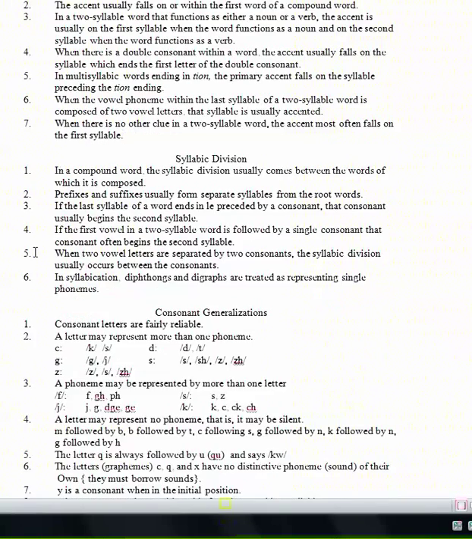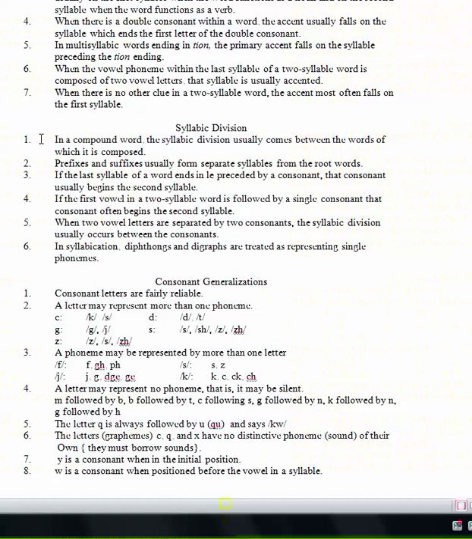Syllabic division. Number 1, in a compound word, the syllabic division usually comes between the two words of which it is composed. Number 2, prefixes and suffixes usually form separate syllables from the root word. Number 3, if the last syllable of a word ends in LE and is preceded by a consonant, consonant LE, that consonant usually begins the second syllable. Number 4, if the first vowel in a two-syllable word is followed by a single consonant, that consonant often begins the second syllable.